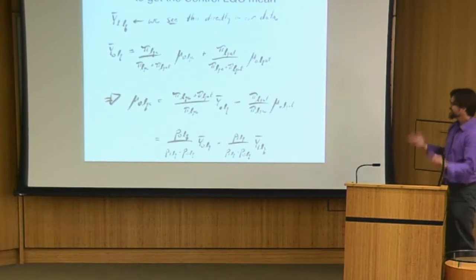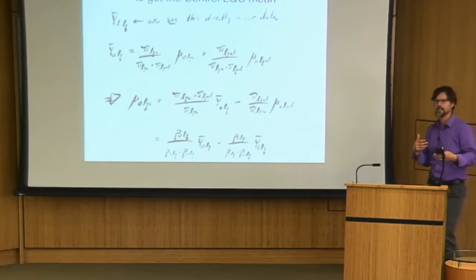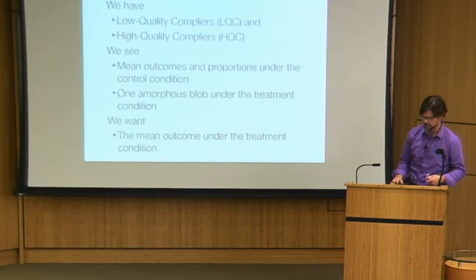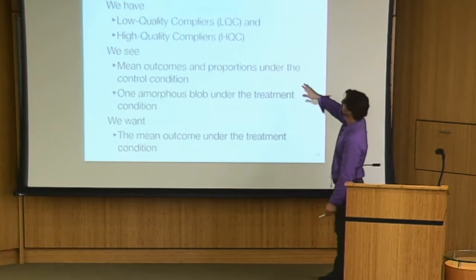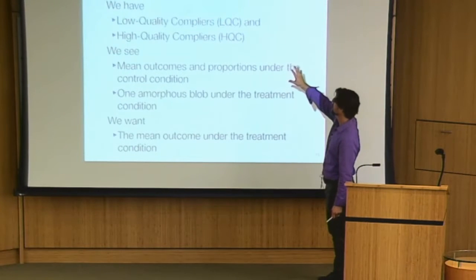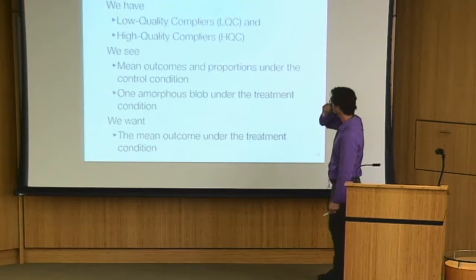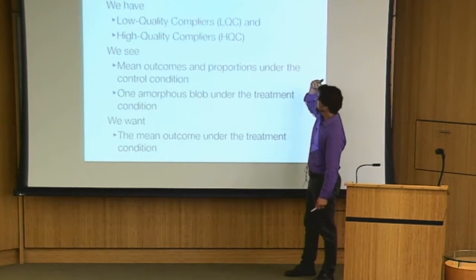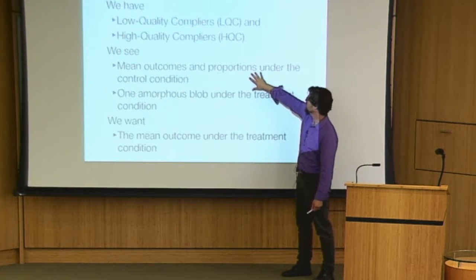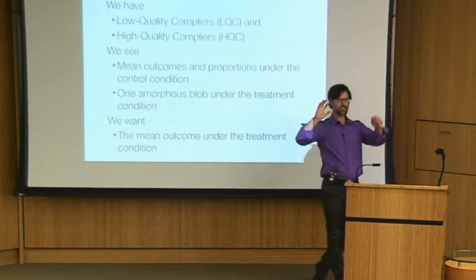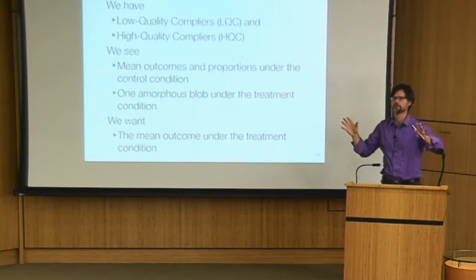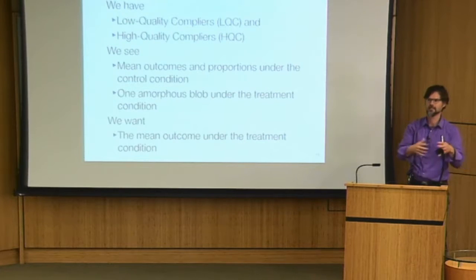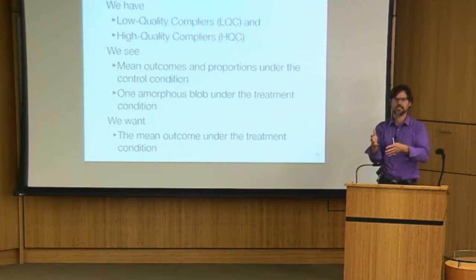Okay, so that's just a taste of, algebraically, how you can get rid of always takers and focus on a different problem, which is just this mixture of low quality and high quality compliers. So if you don't think about the always takers, then we see their mean outcomes and proportions under the control condition. Basically, if you don't have any always takers, under control, the low quality compliers conveniently go to a low quality school, the high quality compliers go to a high quality school, and you can just look at them.